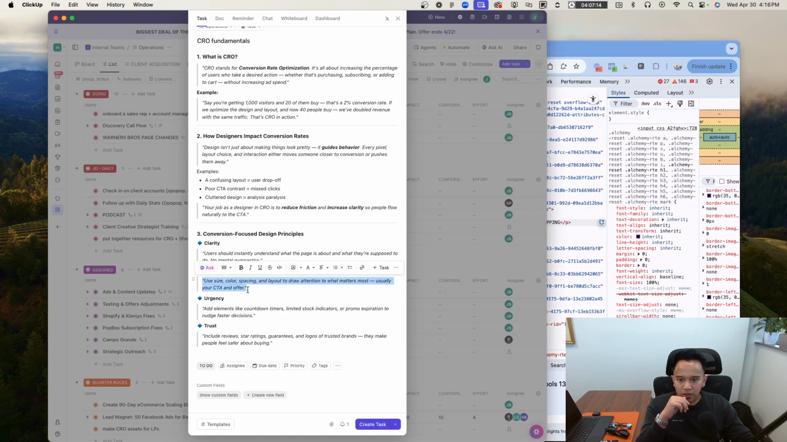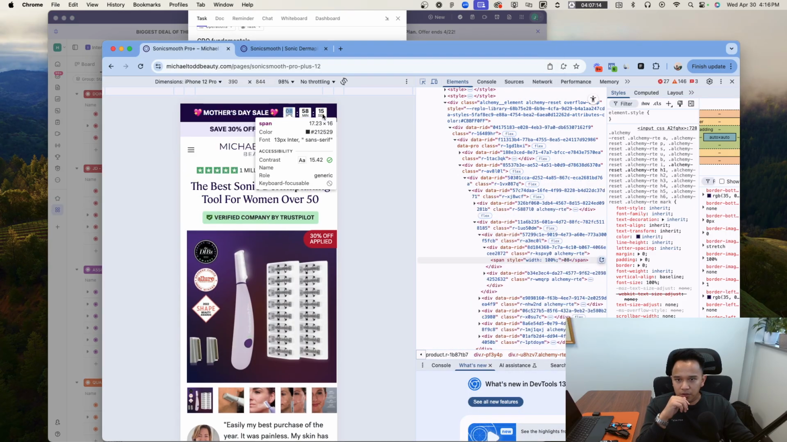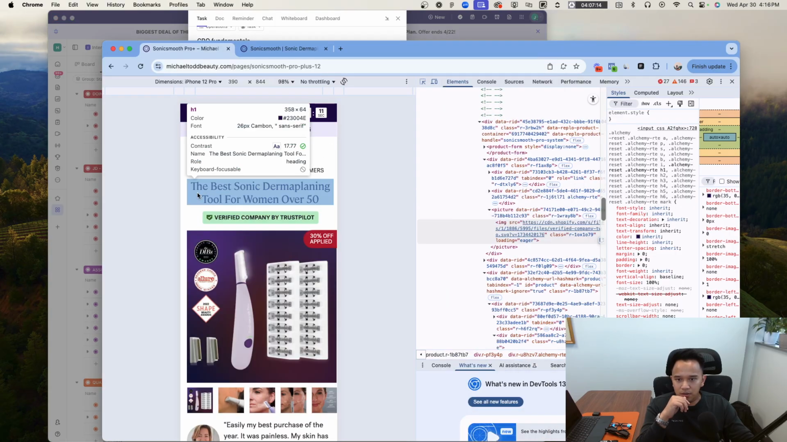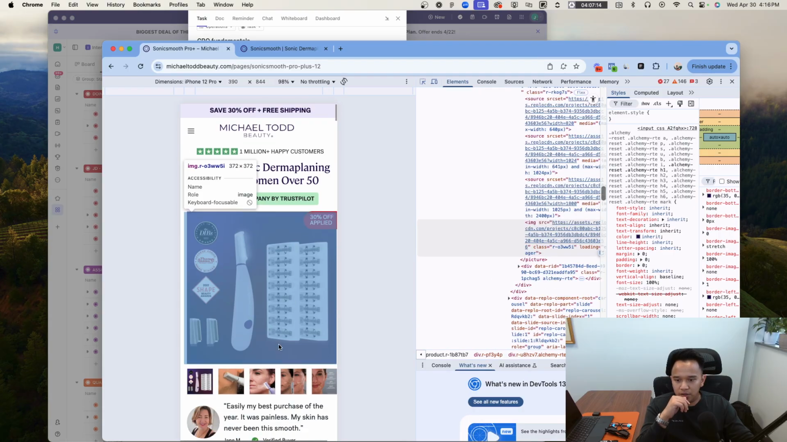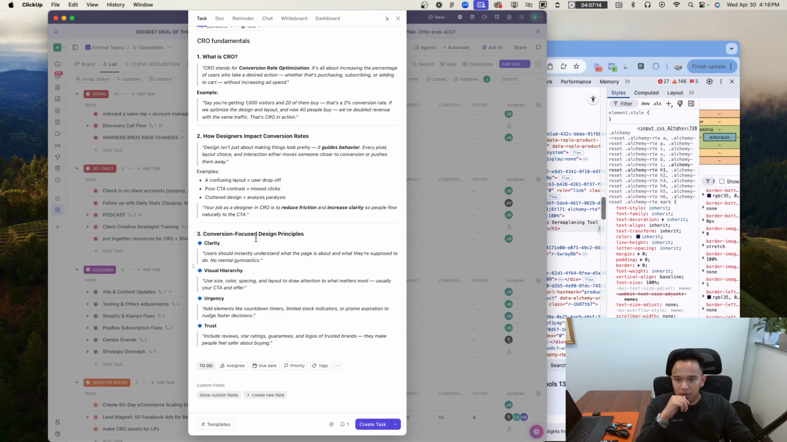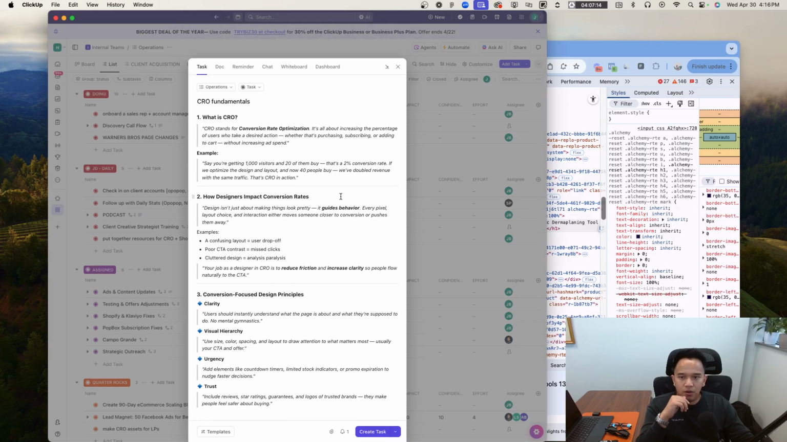So visual hierarchy, urgency, there's a little timer here, trust, more trust factors here. So these are really going to be fundamental to keep in mind when it comes to the CRO foundation.